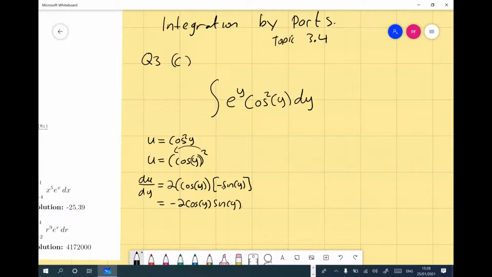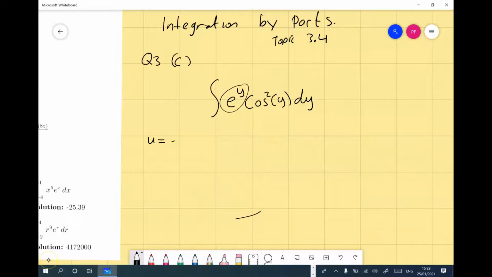Now there's perhaps a way to keep going with this, but choosing this as u leaves me with something quite complex that causes a few problems when I have to integrate later. So my suggestion is that instead we use e to the power of y as our u. So I'll reset this and get ready to go. Let u equal e to the power of y, so du dy equals e to the power of y. So du is equal to e to the power of y dy. And in this case, I'm going to let dv equal cos squared of y.